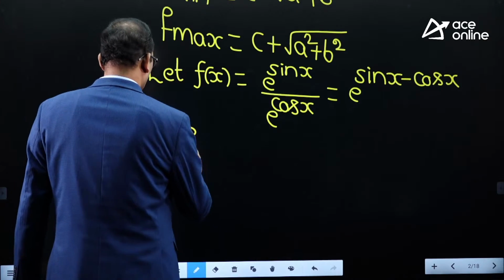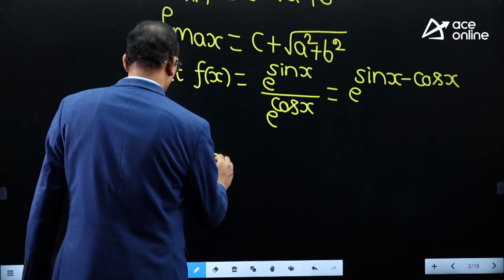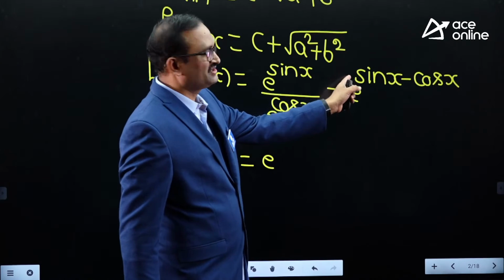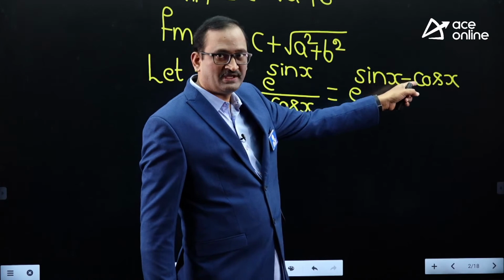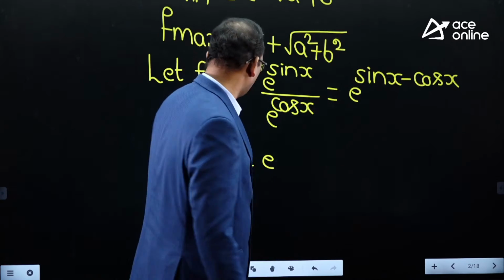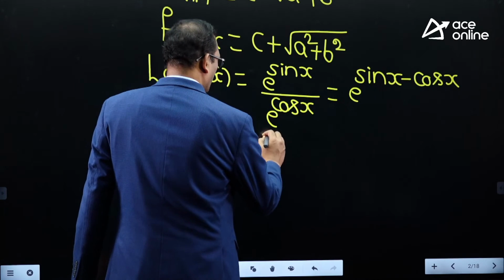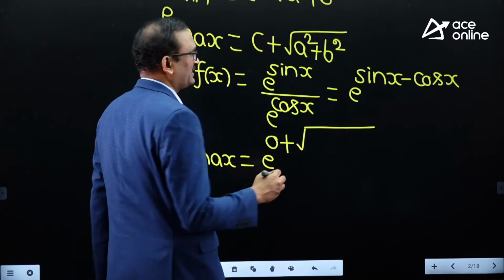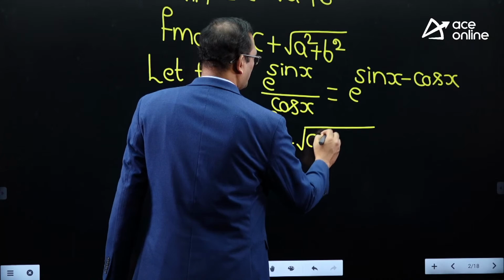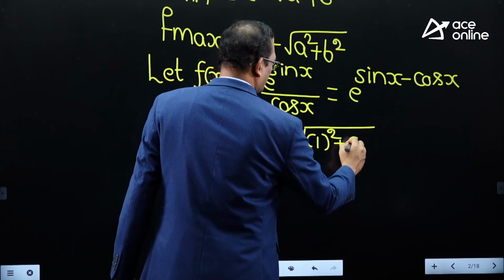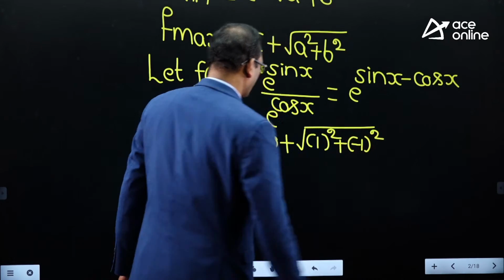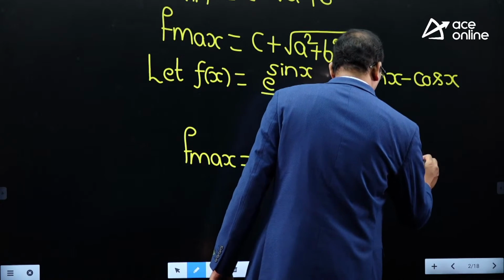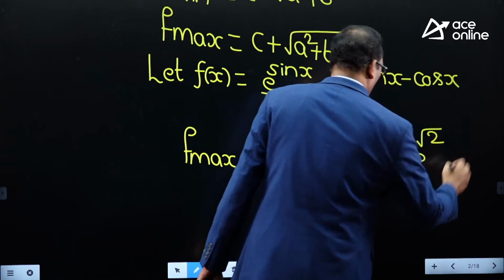So f max equals e to the power of c plus square root of a square plus b square, with c value 0. Here a means the sin x coefficient and b means the cos x coefficient. So therefore the answer is e to the power of root 2.